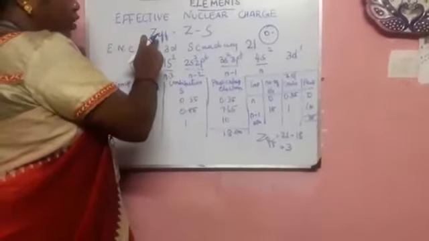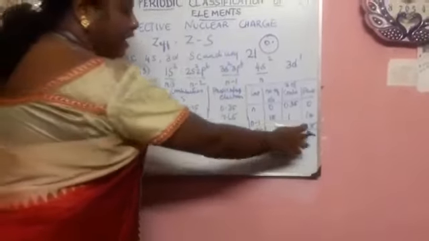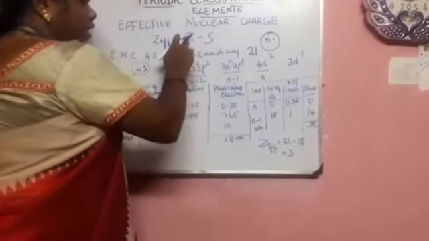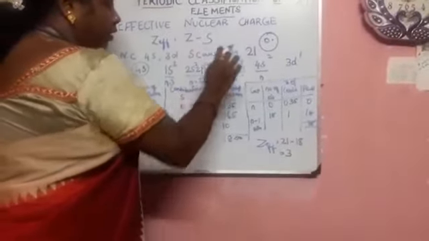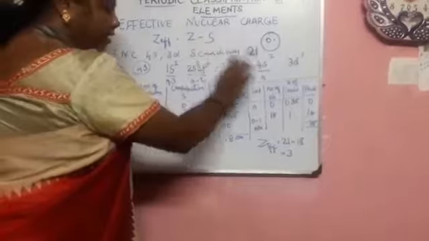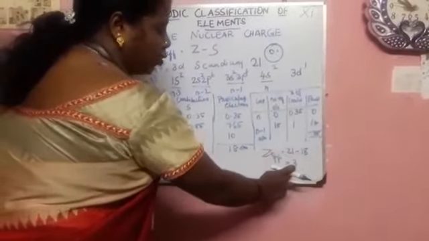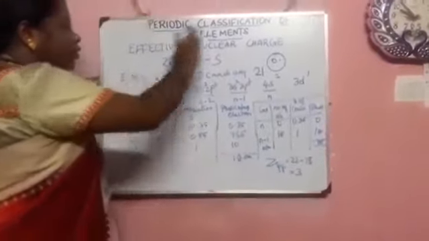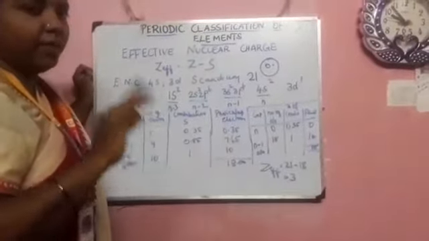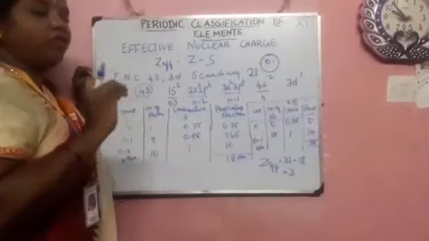So Z effective equals Z minus the shielding effect. The shielding is 18, and Z equals 21, the atomic number. So 21 minus 18 equals 3. So the effective nuclear charge for scandium will be 3. This is the way you have to find it.